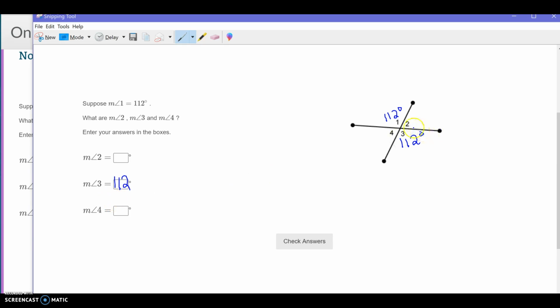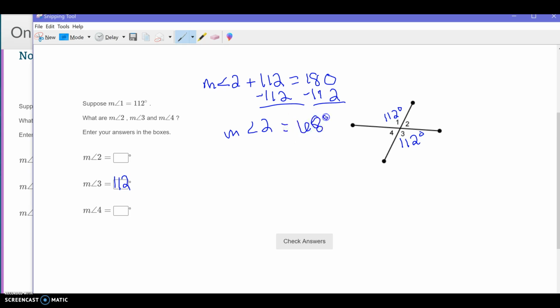Now, angle 2 and angle 3 are a linear pair. Therefore, the measure of angle 2 plus the measure of angle 3, which is 112, equals 180. The linear pair postulate tells us that. We can subtract 112 from both sides, and that gives us that the measure of angle 2 is equal to 68 degrees.